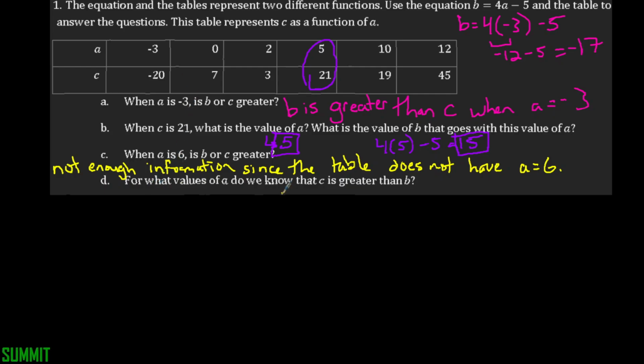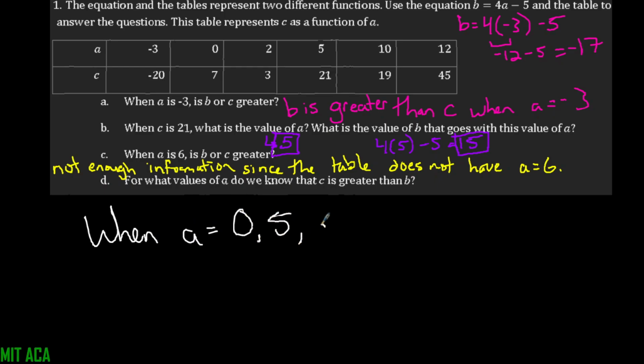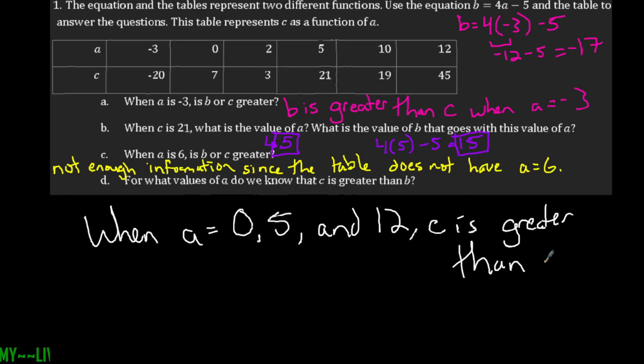And then for the last one, it says, for what values of a do we know that c is greater than b? So let's highlight this. We're going to say that when a equals 0, 5, and 12, we can say c is greater than b. Again, we can check and plug those in.